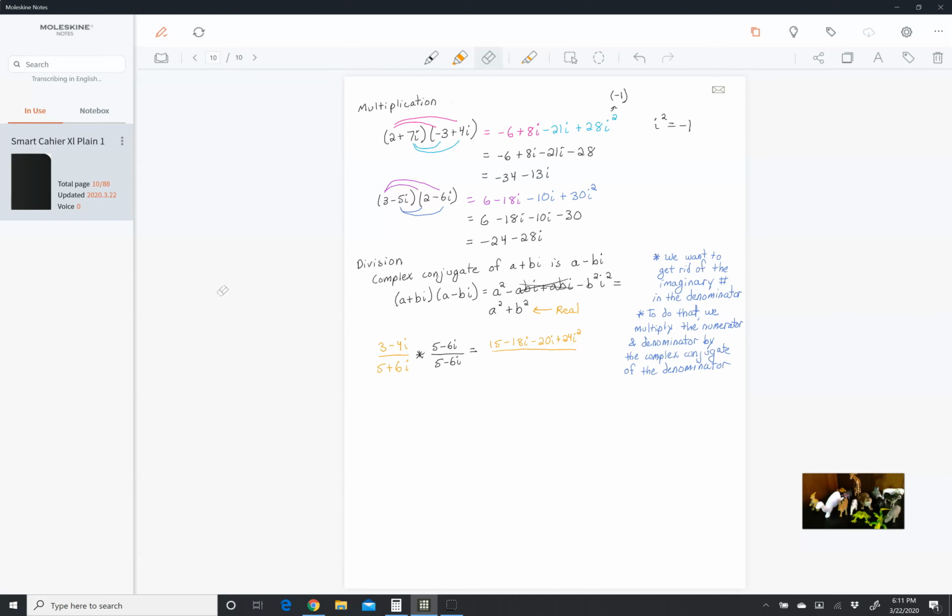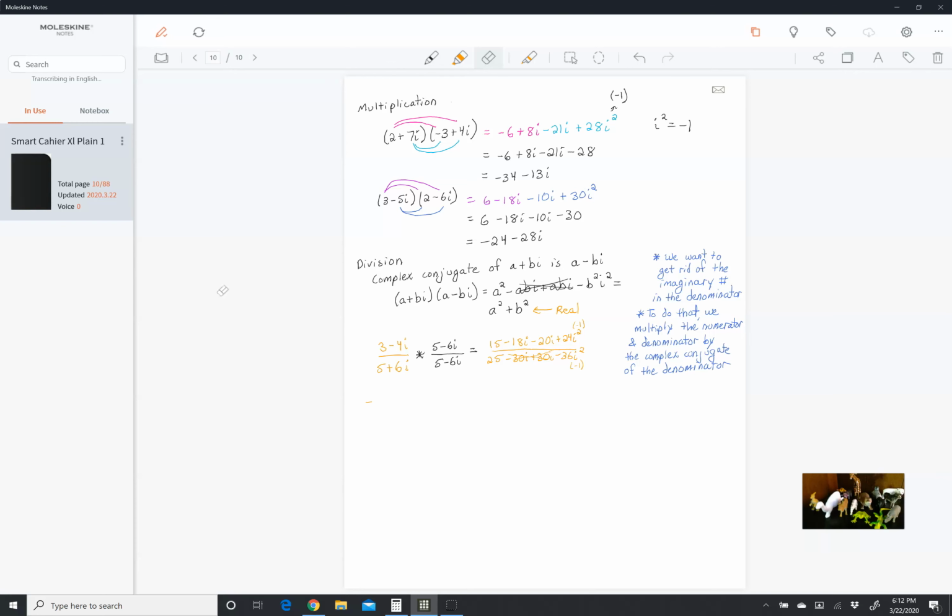On bottom, 5 times 5 is 25. 5 times negative 6i is negative 30i. 6i times 5 is plus 30i. And 6i times negative 6i is negative 36i squared. So you can see here that the negative 30i and the positive 30i cancel. That is what is supposed to happen, okay? This positive 24i squared, we're going to replace the i squared with a negative 1. And we're going to replace this i squared with a negative 1.